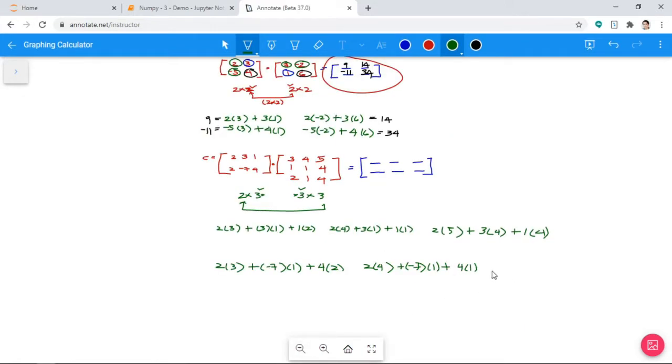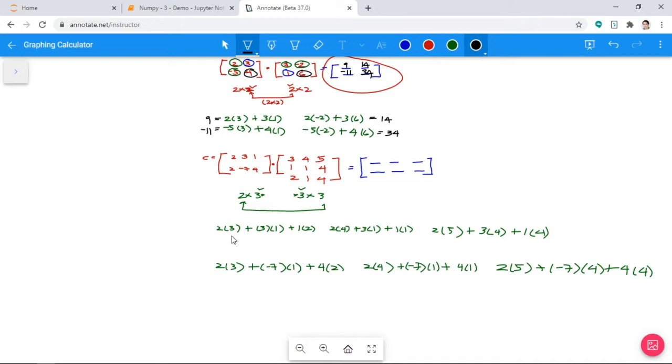So this is the last one. We'll have 2 times 5 plus negative 7 times 4, plus 4 times 4. So let's complete the operation.